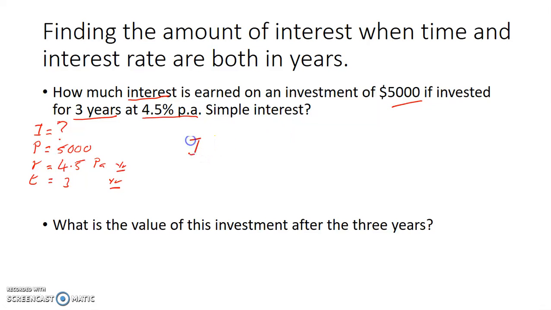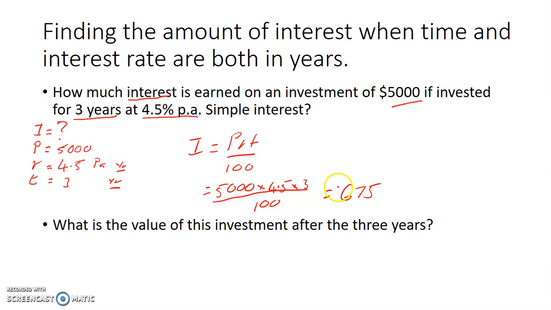So go into your formula, I equals PRT over 100, so 5,000 times 4.5 times 3 over 100, which gives you a value of 675. Be careful when you're doing financial maths. You have to think about what the answer tells you. This tells you the amount of simple interest you have made.